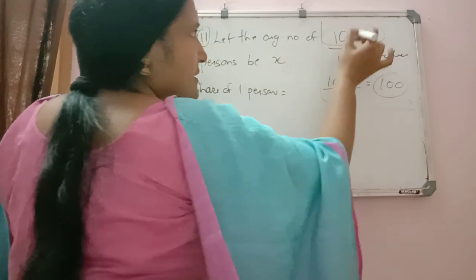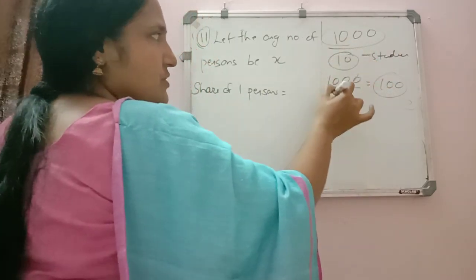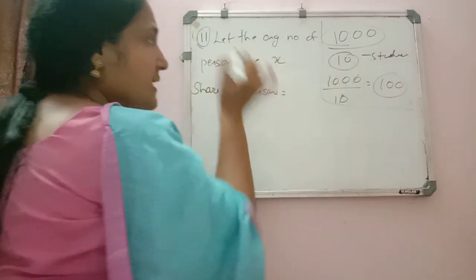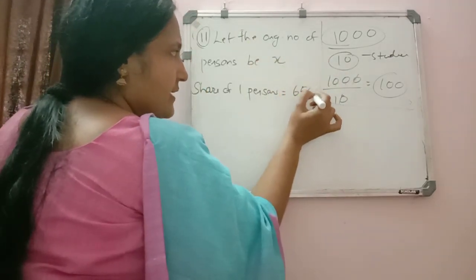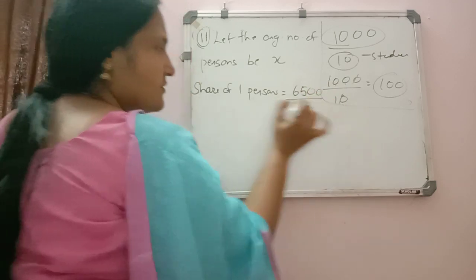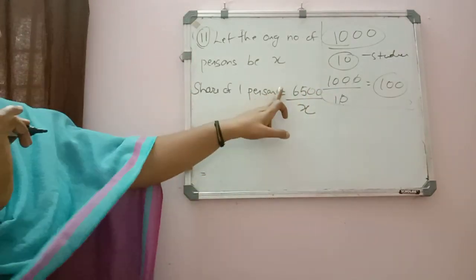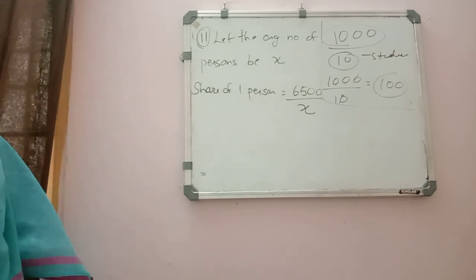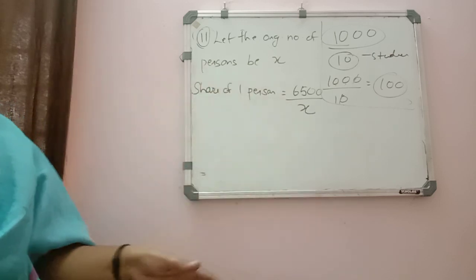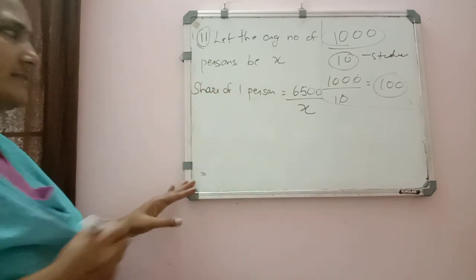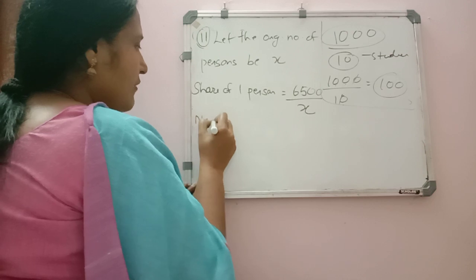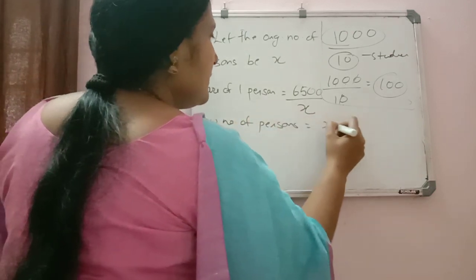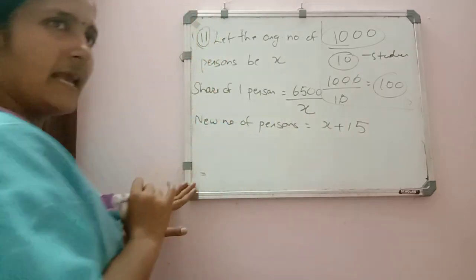When 10,000 rupees we distributed among 10 persons, the share of one person was 10,000 by 10. In the same way, 6,500 rupees we are distributing among x persons. So the share of one person will be equal to 6,500 by x. Now it was written, had there been 15 more persons, the number of persons increased. Now write down there, new number of persons is equal to x plus 15.